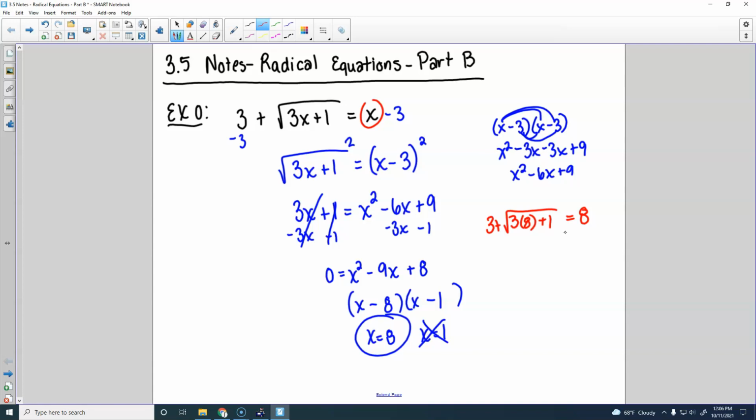It is really important that you check them here for these. So you got to plug them back in. It's not that you've done anything wrong solving. It all comes from the fact that when you square a negative, it becomes positive. So that causes there to be extraneous solutions sometimes.